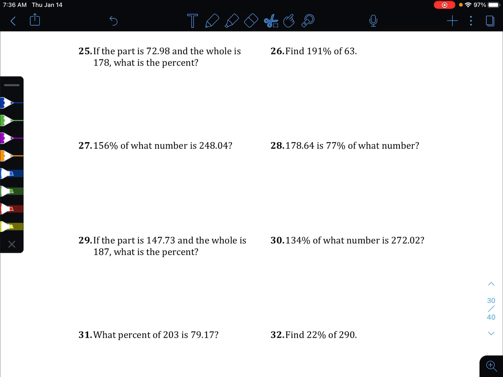We're going to review how to find the part, the whole, and the percent. So this is page 30 in your orange percents packet. There's a mix of different kinds of problems on this page. Let's start with number 26 on the right, and you can do this with me.